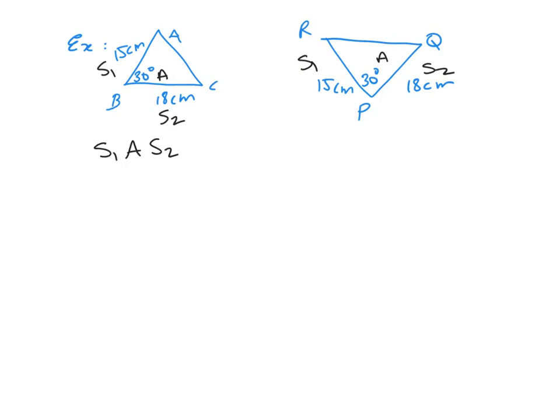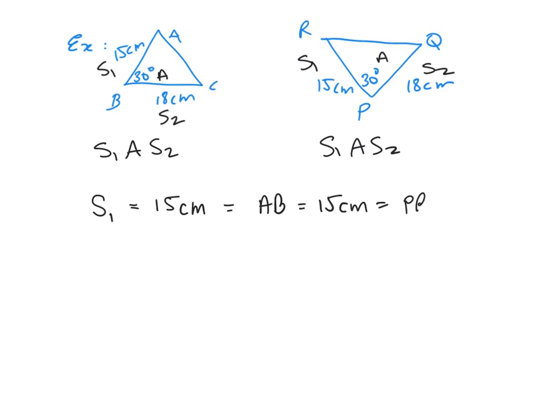Let's have a look. What do I have here? I have S1, A, S2. So I could use the side angle side rule to prove whether or not these triangles are congruent. Let's start off with side 1. Side 1 is 15 centimeters. Let's have a look at our first triangle. So that corresponds to AB, which is 15 centimeters. And let's have a look at our second triangle. That corresponds between P and R. Okay, so they're the same.